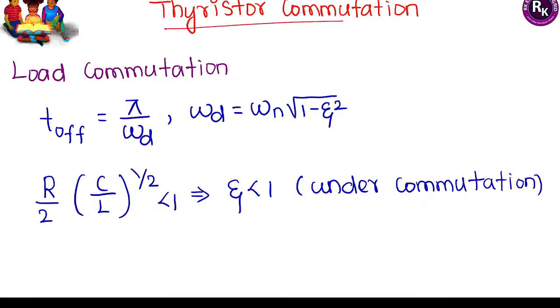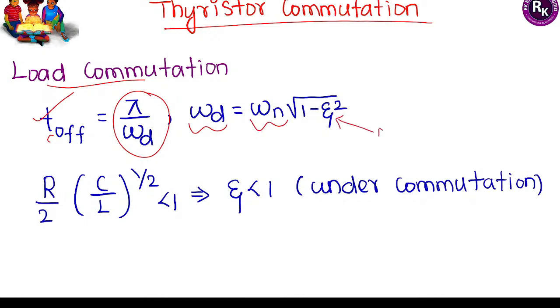So let us discuss about commutation techniques. In commutation techniques, first one is load commutation. In case of load commutation, the circuit turn-off time formula is pi by omega d. This is called the damped natural frequency. This will be equal to omega n, that is undamped natural frequency, into square root of 1 minus epsilon squared, where epsilon is the damping ratio. I hope you all know this, right?